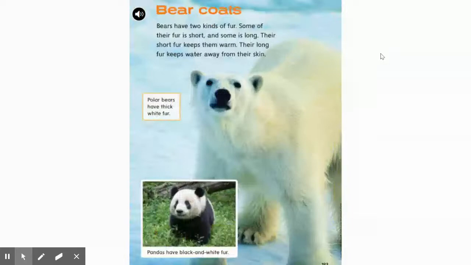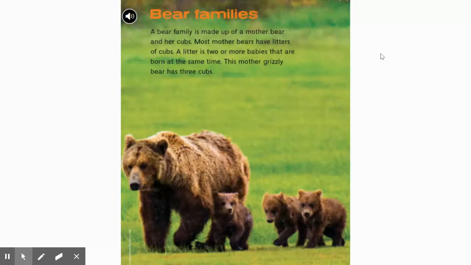This page was about bear coats and how bears have 2 different kinds of fur. And we can see there our examples are polar bears and panda bears. Here we are. I'm back to more pictures with bears and their cubs, which we said was our main topic, bears and baby bears. So I'm going to take a look and read about this page again to remind myself what it is about. Bear families.